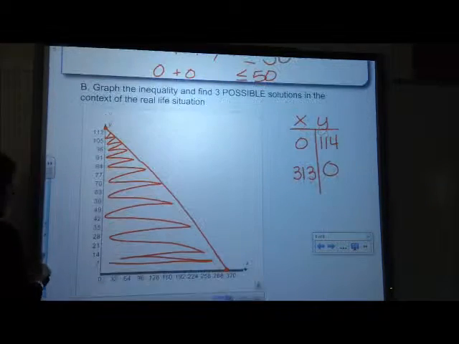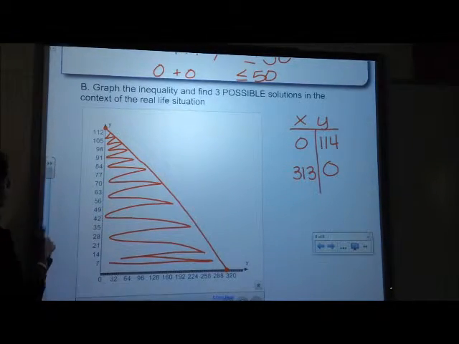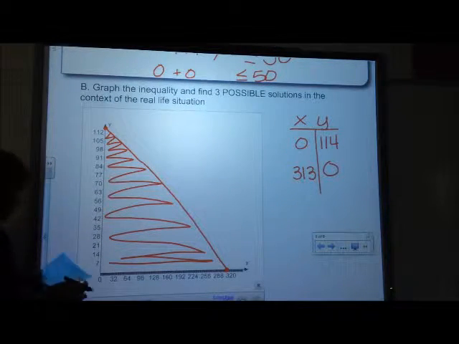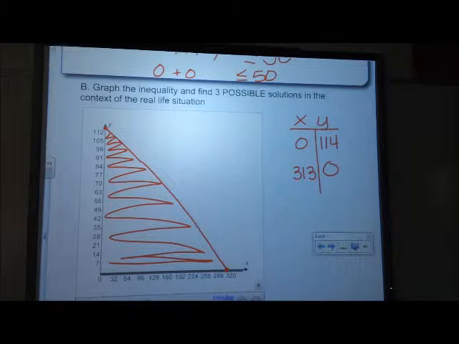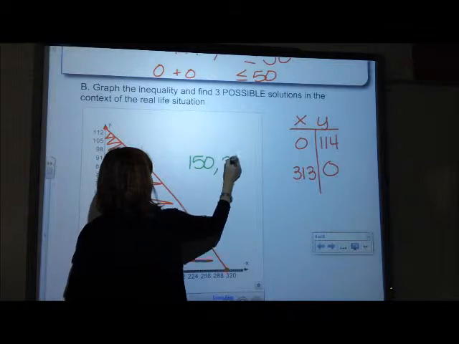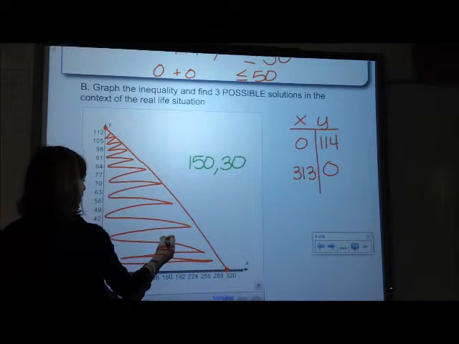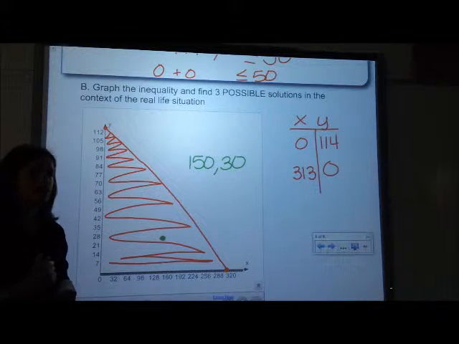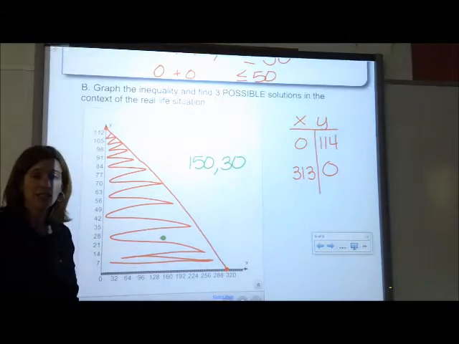Okay, so now it's asking me for 3 possible solutions. So we said that x was our US calls and y was our Mexico calls. Can't we really pick anything? We can pick any coordinate point that's in the shaded region. So 150, 30. x is 150, y is 30. That would be in the shaded region. So I'd like you to pick 2 additional points and let's talk about them tomorrow in class and see if they are reasonable solutions to this inequality.